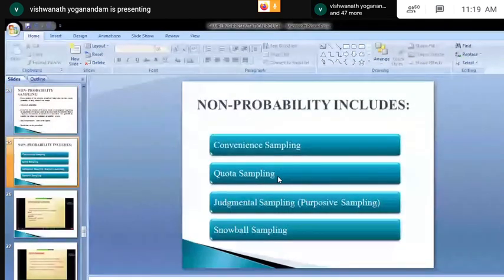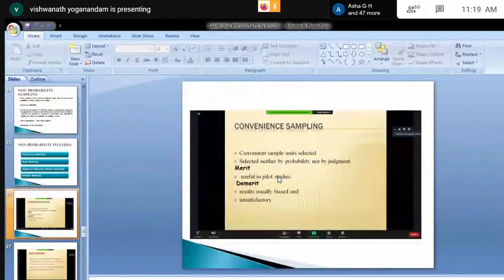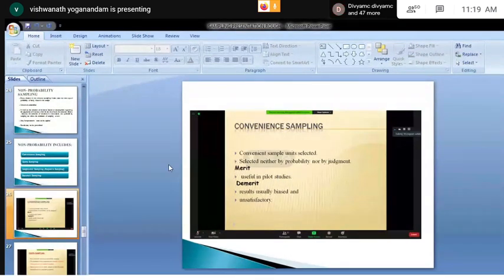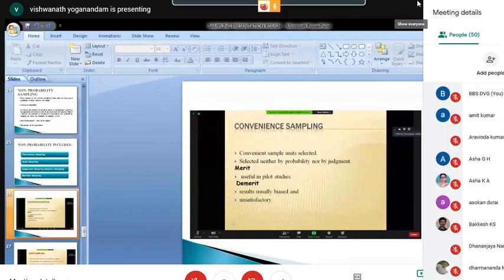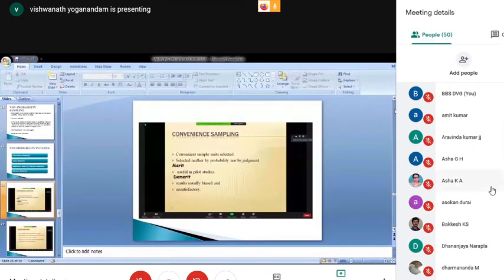So non-probability sampling includes convenience sampling, quota sampling, judgmental sampling, and snowball sampling. So what is convenience sampling? Whichever is convenient to you, you select it. So there is no use of probability, no use of judgment. You just select whichever is convenient. The merit is it is useful in pilot studies, and the demerit is that when you use convenience sampling, the results are always biased.